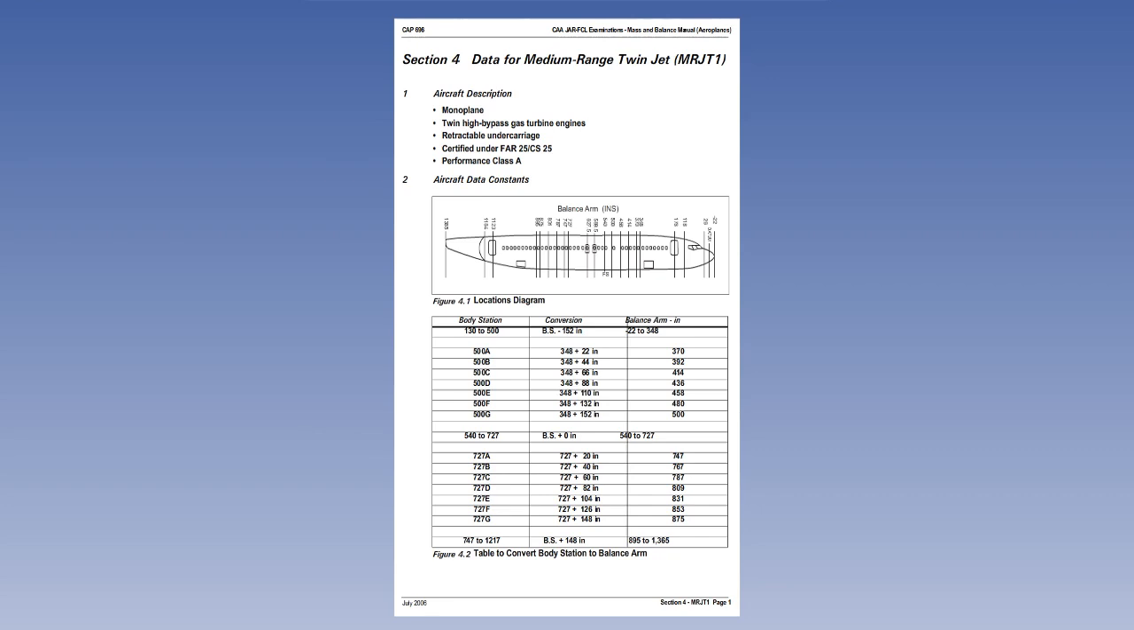Compared to our previous lessons on load sheets, the load and trim sheet, which we will be dealing with later, is more complex. Our first step is to be able to understand and to extract information from the data given in CAP 696 for the medium-range twin-jet Section 4, pages 1 to 5.